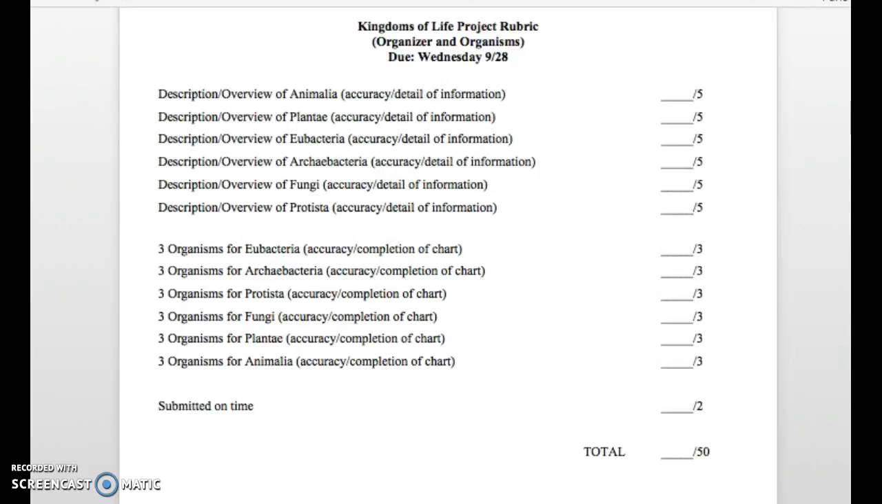All right. All of this includes the accuracy and the detail of information. So I'm looking for you to really take time, read, digest, and then relay the information about your kingdoms and about your 3 organisms. Also, with that said, please turn to page 10, 11, and 12 in your packet.